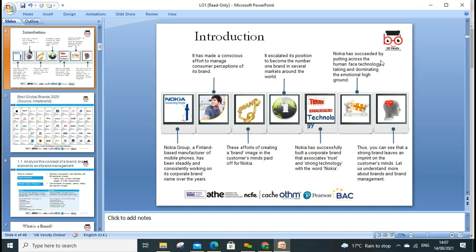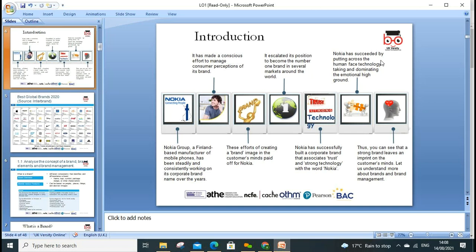It is positioned to become the number one brand in several markets around the world. Nokia has successfully built a corporate image associated with trust and strong technology, initially, but not now, because it has changed due to Apple and Samsung. Nokia succeeded by putting across a human face of technology. Still, Nokia has other products, it's not just mobile. You can see that a strong brand leaves an imprint on the customer's mind.